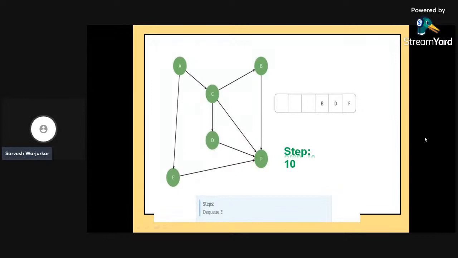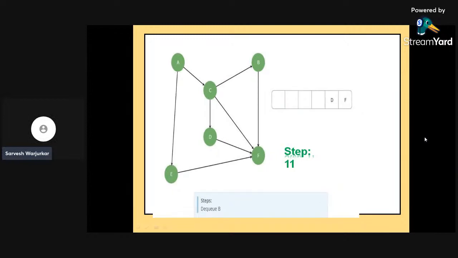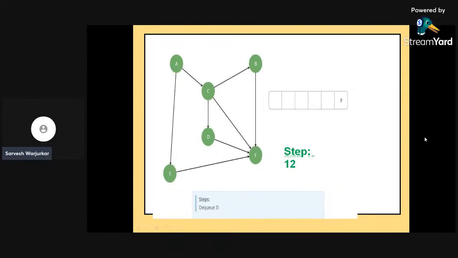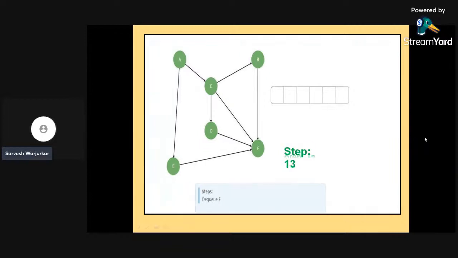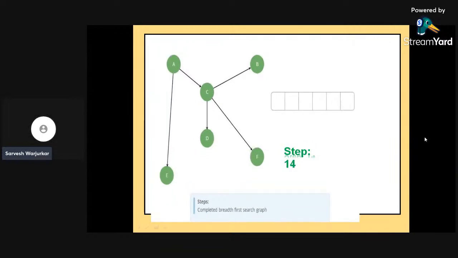Then after visiting all the unvisited vertices of the node C, I am going to dequeue E, B, E, and F. Ultimately, step by step, the complete breadth first search is like this: A, C, E, B, D, F.